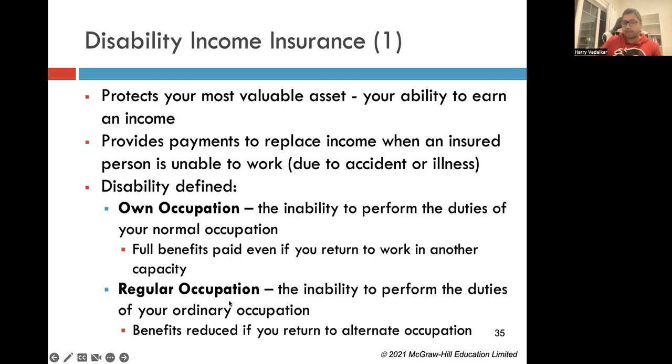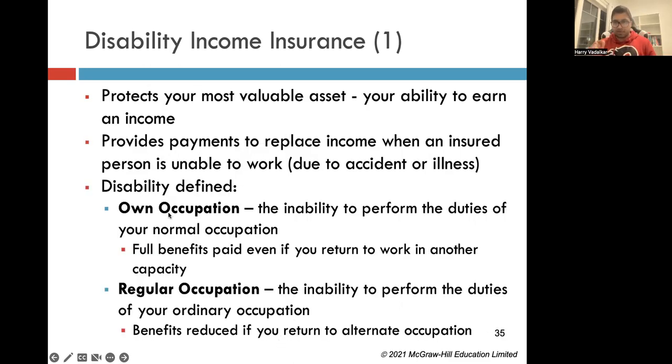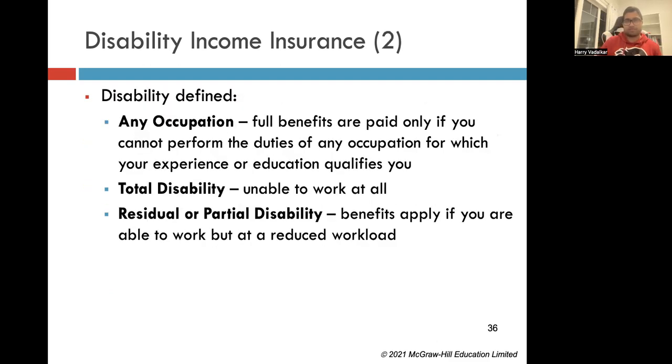There is another policy, regular occupation, that is your inability to perform the duties of your ordinary occupation, but in this case the benefits are reduced if you return to an alternative occupation. Now, own occupation disability policies are very costly because they pay you no matter what. Even if you join part-time or full-time work in something else, they will pay you if you cannot do the main profession. Regular occupation disability policies are lower in cost because they stop paying you, or reduce your payments, the moment you start working somewhere else.